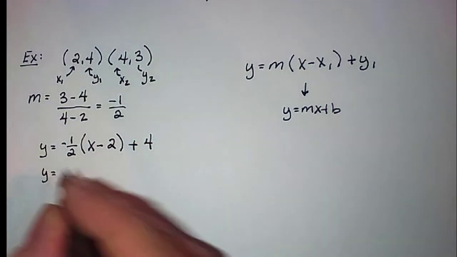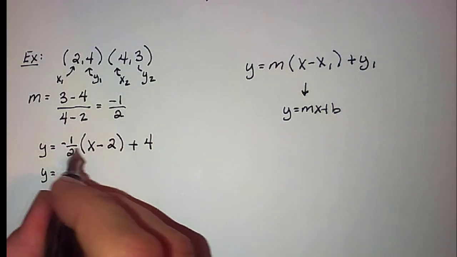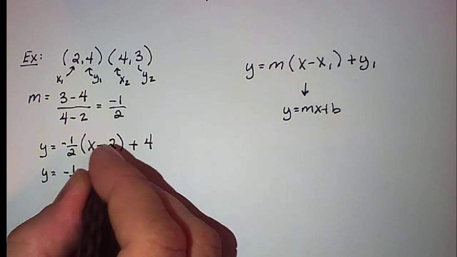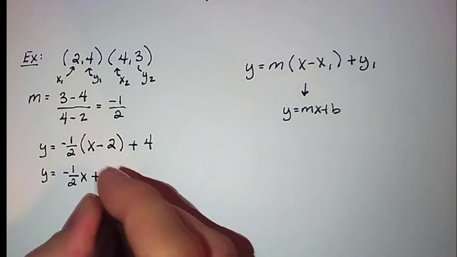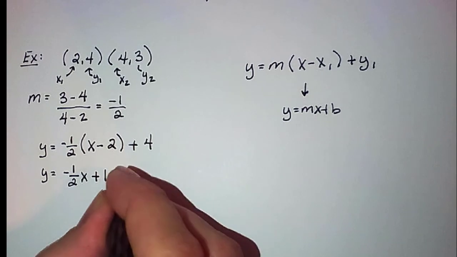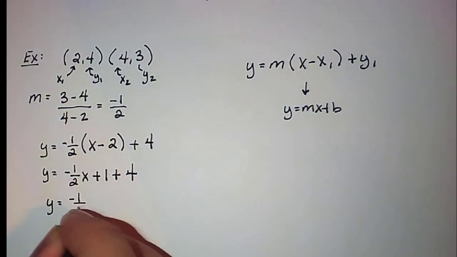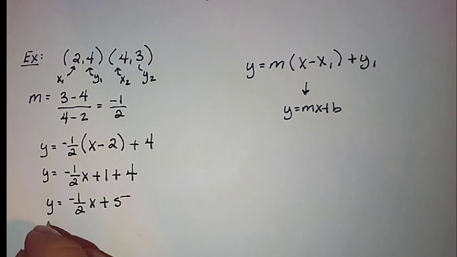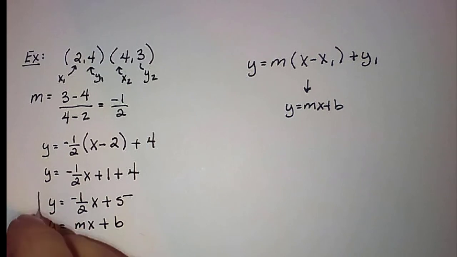Well, multiplication with fractions, that's no problem. It's the top times the top and the bottom times the bottom, so this is just negative 1/2 times x. Negative 1/2 times negative 2 is going to give me a positive, my 2's cancel, positive 1 plus 4. So then I get y equals negative 1/2 x plus 5. Notice that now I'm in y equals mx plus b form. So this is my final answer.